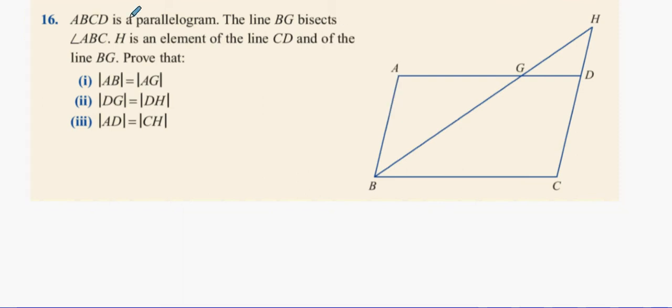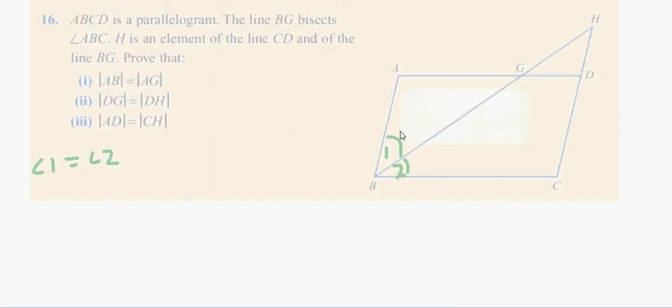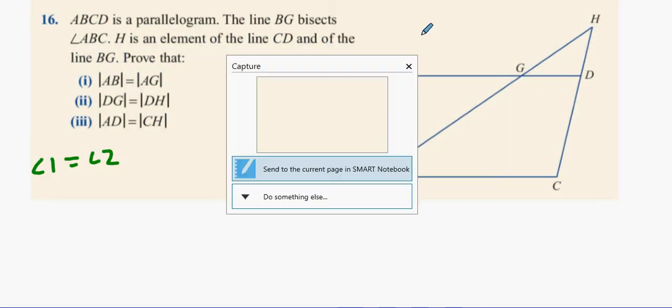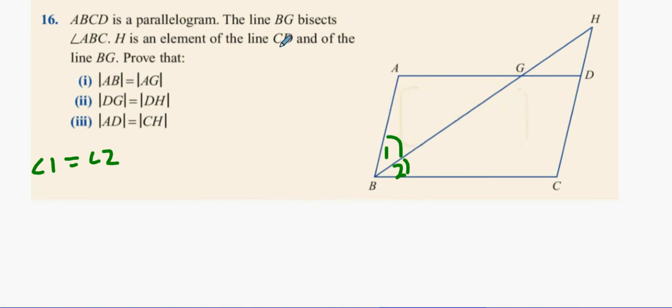ABCD is a parallelogram. The line BG bisects ABC. So that's angle 1 equals angle 2. Angle 1 equals angle 2. Sorry, get rid of that. Let's say BG bisects angle ABC.